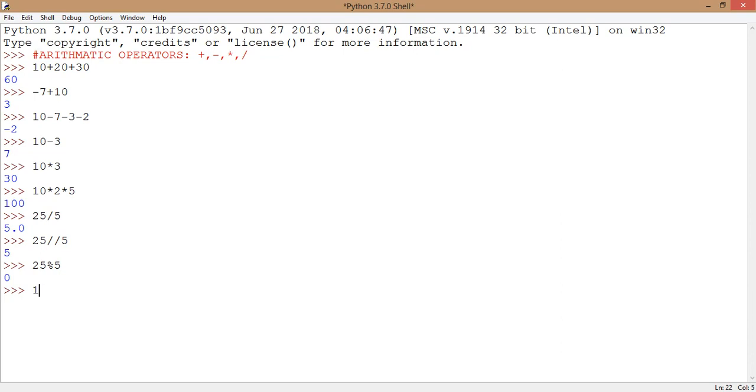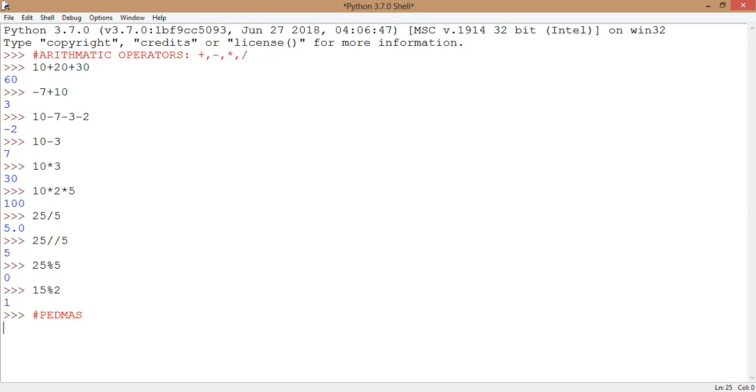Now suppose I write 15 mod 2. Here 15 is not completely divisible by 2, so we will be getting some remainder out here. So I get the output as 1. Now there is something called PEDMAS. PEDMAS stands for parenthesis, exponential, division, multiplication, addition and subtraction. Python follows the PEDMAS rule.